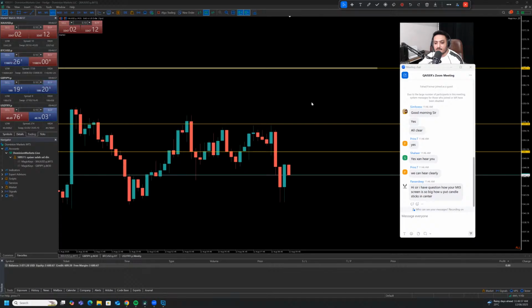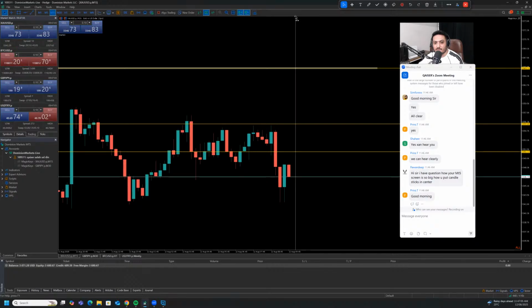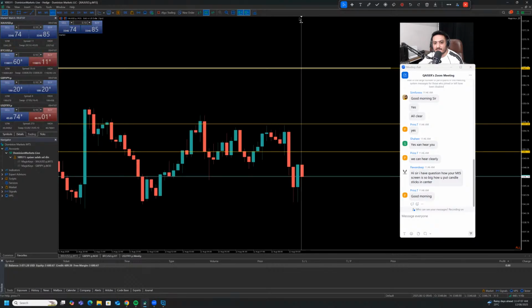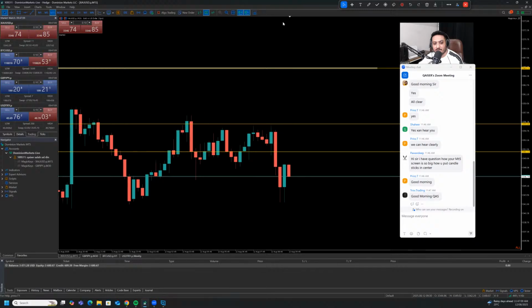Okay. Sir, I have a question. How is your MT5 screen so big? How do you put the candlestick in the center? Look at this arrow. If you move it to the right side, the chart will move toward the right side. If you move it to the left side, it will move toward the left side. So you can place it wherever you want.